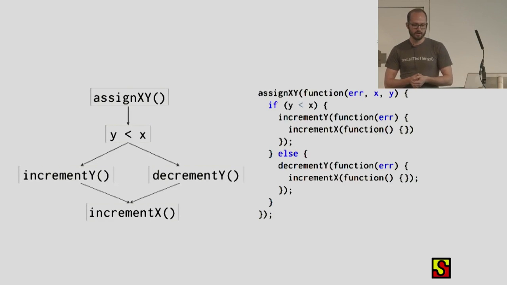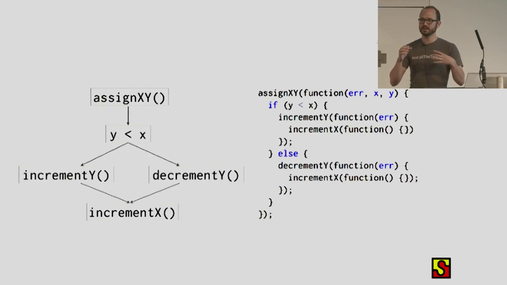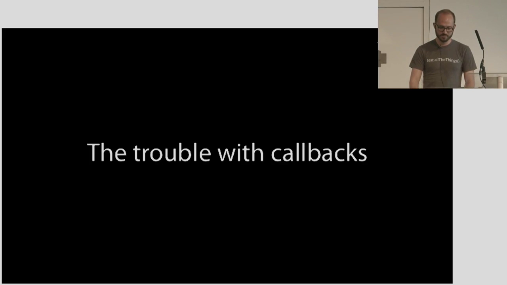The worst thing about this example right here is you'll notice that our last desired behavior, which is increment x here, we have to put it twice because there's two ways to get to it. And in each way, we have to make sure that it's in the callback of the path that it came from. So we're now adding a bit of duplication to what before was a very simple set of statements.